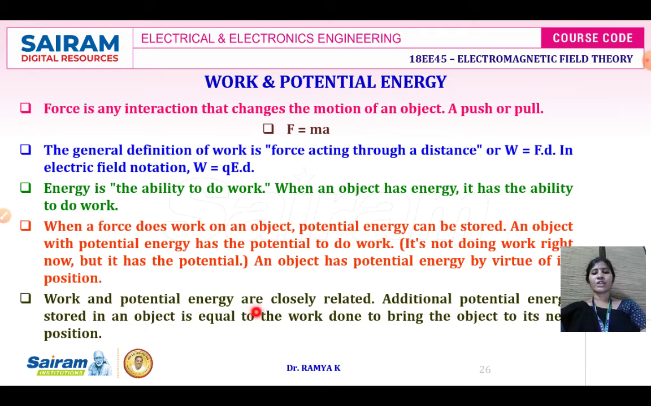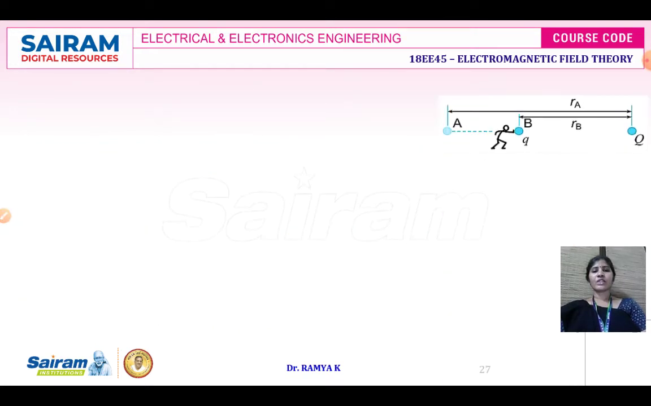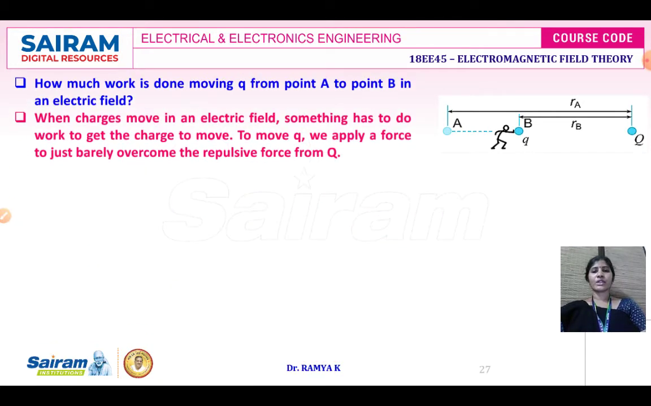Work and potential energy are closely related. Additional potential energy can also be stored in an object, and it is equal to the work done in bringing the object from one point to another point. This is the difference between the work and the potential energy.